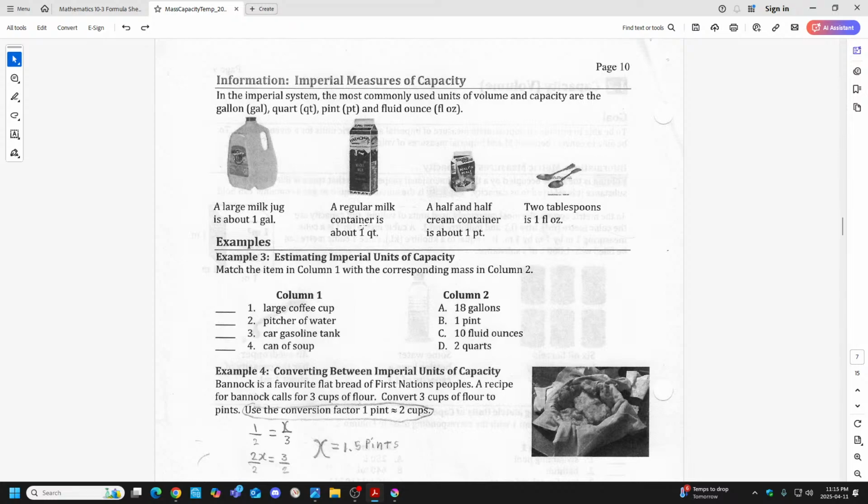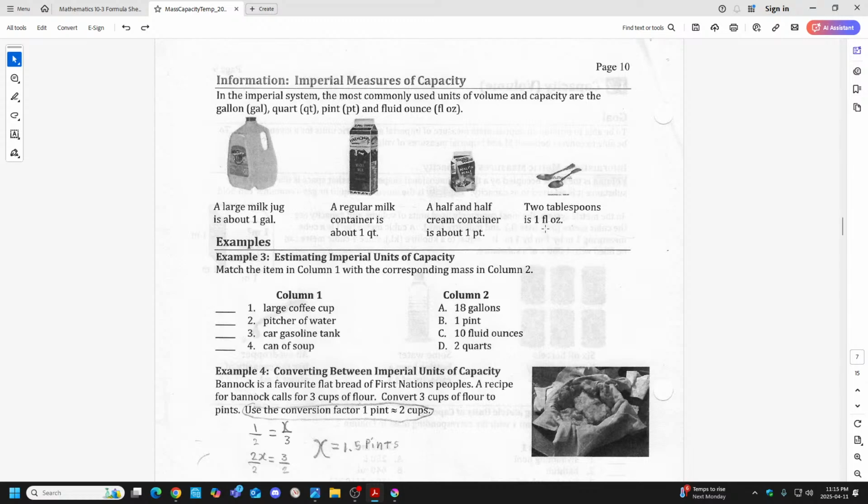So a regular milk container is about 1 quart, right? I would call this a 1 liter. Okay, so this is a 1 liter. 1 quart is 1 liter. And then we got a 500 mil. So this would be a 500 mil, which is half a liter. So which is a pint.